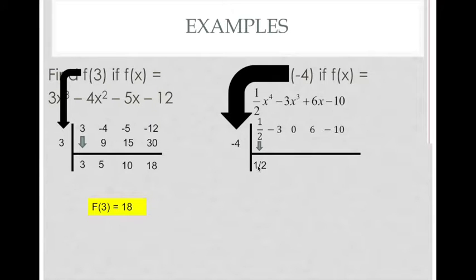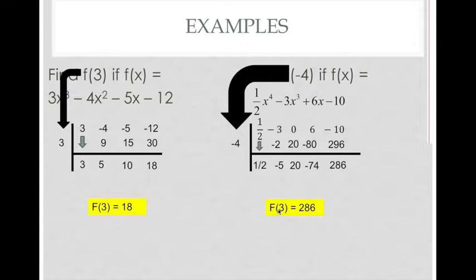-4 times 1/2 is -2. -3 plus -2 is -5. -4 times -5 is 20. 0 plus 20 is 20. -4 times 20 is -80. 6 plus -80 is -74. -4 times -74 is 296. -10 plus 296 is 286. So 286 is my remainder.